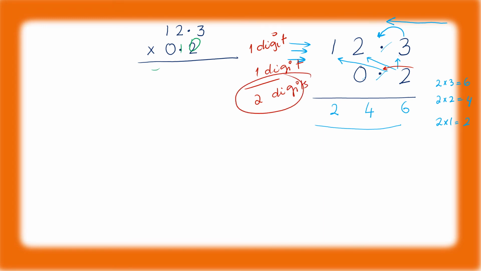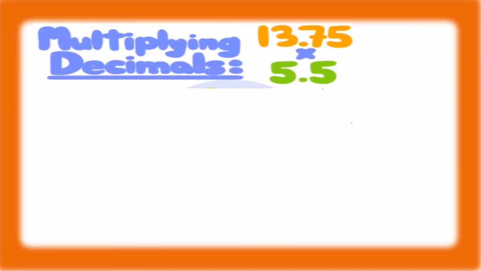Now start in the answer. You go from right to left. Two digits. One digit and two digits. So put the decimal here. So your answer is 2.46. Look, see, the first number has the decimal and the second number also has the decimal.